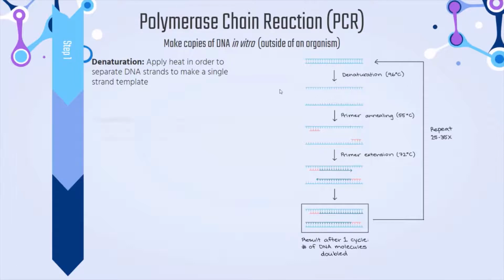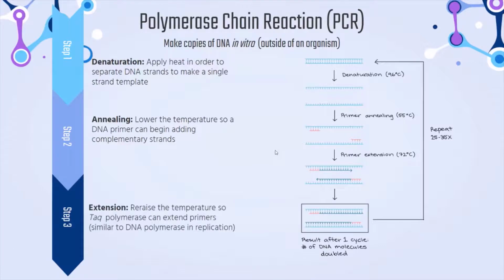denature the DNA. The next step is annealing, and this is when we lower the temperature so a DNA primer is able to begin adding complementary strands. So in this picture, we lower the temperature to 55 degrees Celsius, and similar to DNA replication, we will require a primer to begin adding the strands. Finally, in extension, we will re-raise the temperature so that a polymerase called Taq polymerase will be able to extend these primers, similar to DNA polymerase in replication. This will result in a copy of a DNA, and we will repeat this multiple times.